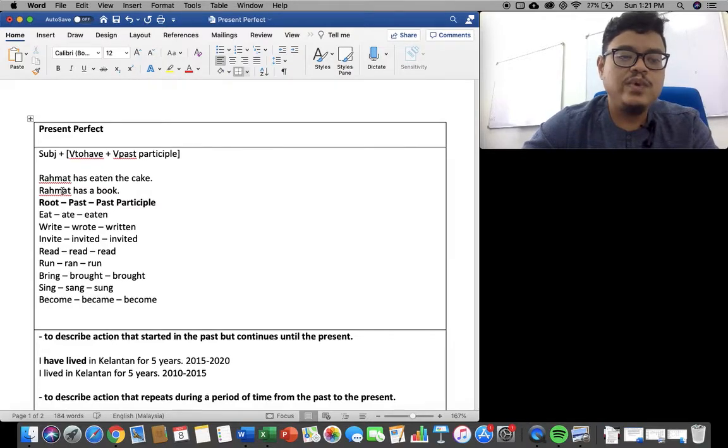So, if we want to change this sentence into the present perfect, this sentence, present simple, Rahmat has a book, if we want to change it into the present perfect, it would look like this. Rahmat has had a book.